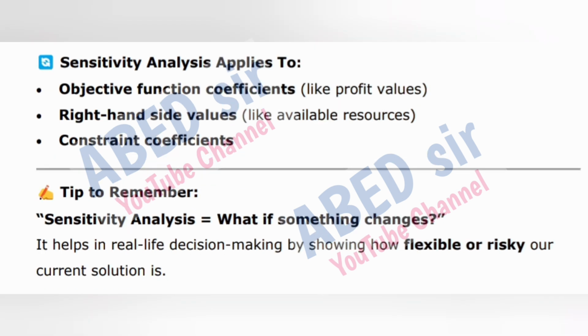Sensitivity analysis applies to objective function coefficients, like profit values, right-hand side values, like available resources, and constraint coefficients. Tip to remember. Sensitivity analysis is equal to what if something changes? It helps in real-life decision-making by showing how flexible or risky our current solution is.